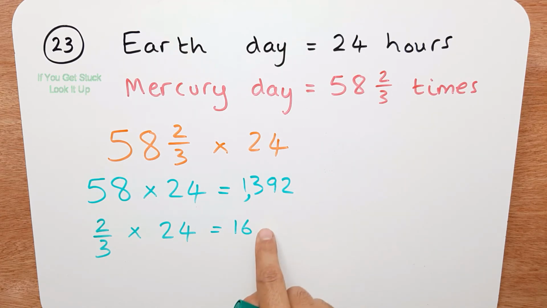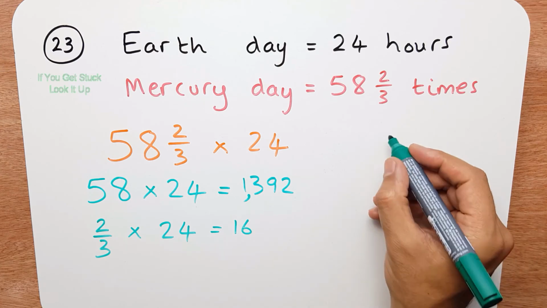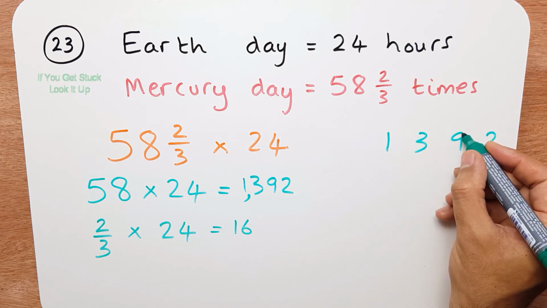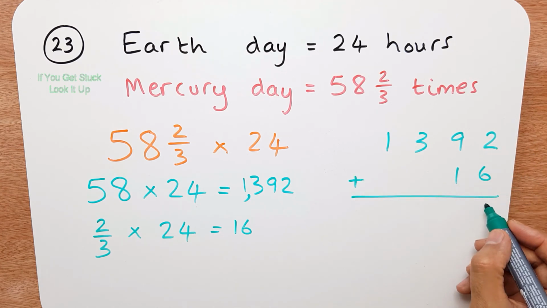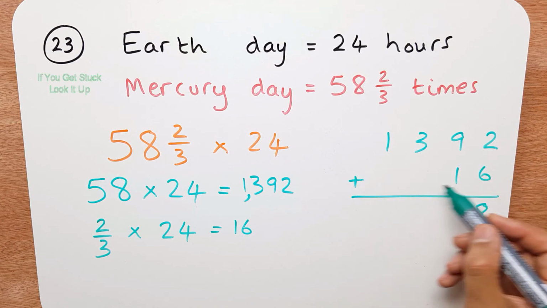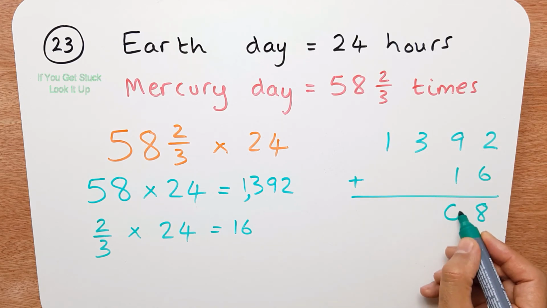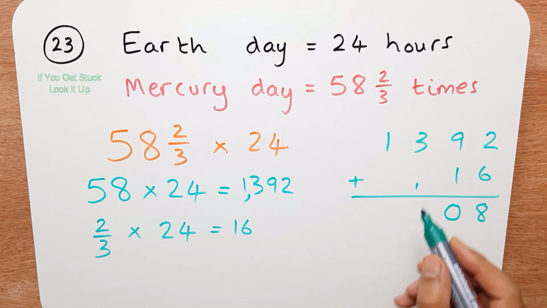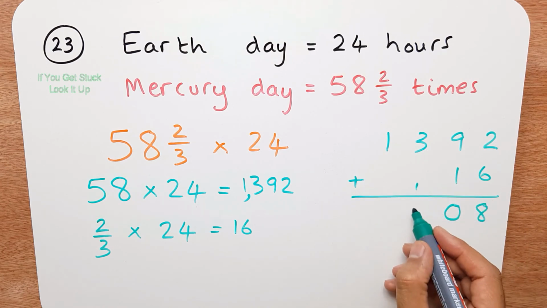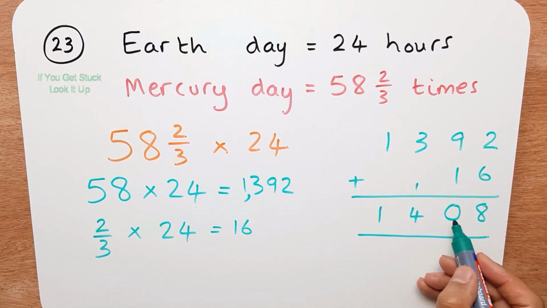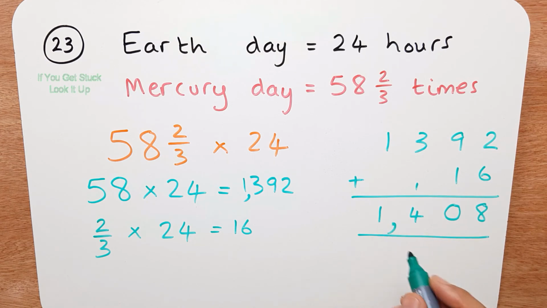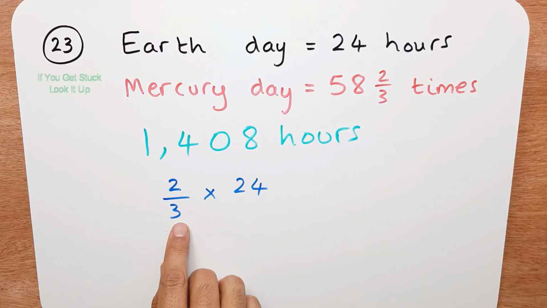Now I simply add these two numbers to get the total. 2 add 6 is 8. 9 add 1 is 10. So carefully I put the 0 down and carry the 1 over. 3 add 1 is 4. And 1 add nothing is simply 1. As before, 1, 2, 3. So it's 1,408 hours.